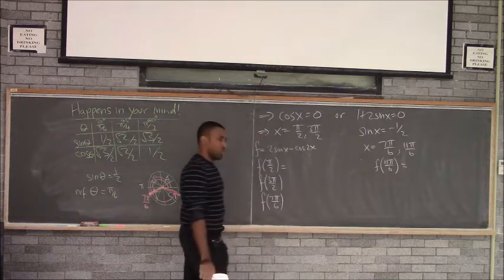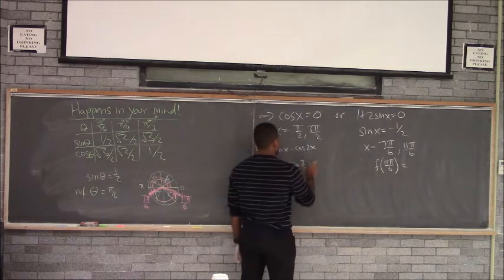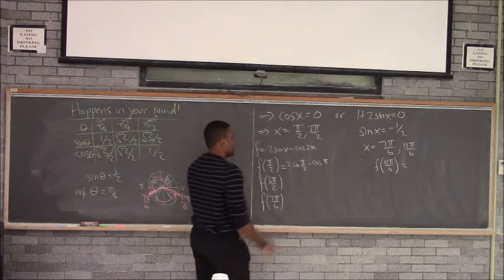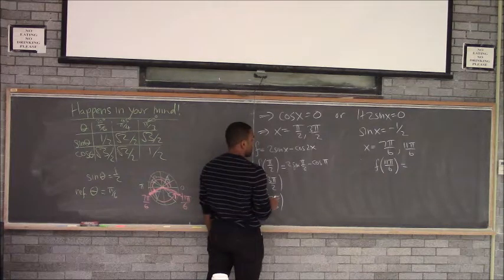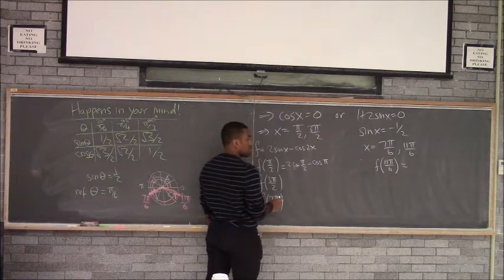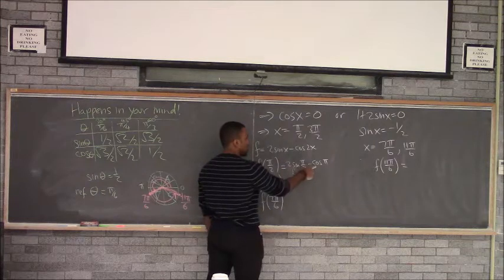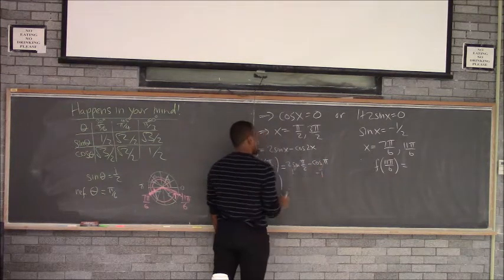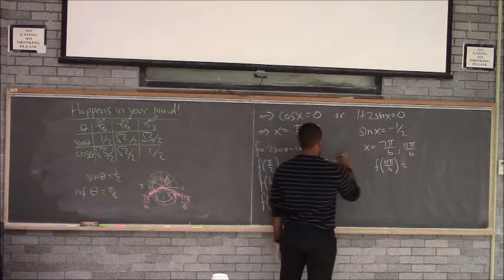Okay, so I'm going to go through and I'm going to do that. So this is 2 sine pi over 2 minus cosine of pi. Sine of pi over 2 is 1. 2 times 1 is 2. Cosine of pi? Minus 1. So here I have 2 minus a minus 1, 3.